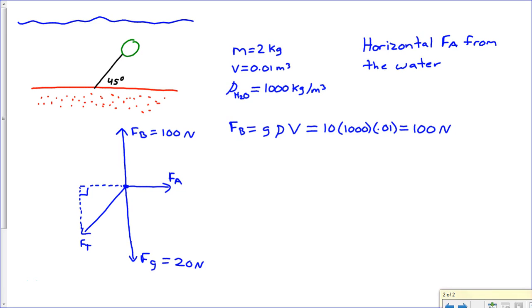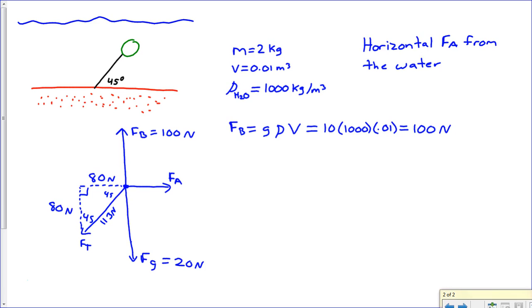So if we have 100 up, but we only have 20 down, we need another 80 newtons in the downward direction. Now this is a 45-45-90 triangle. If you do the trigonometry on this, you should find that we have 80 newtons along the side here, and then 113 newtons along the tension force here.